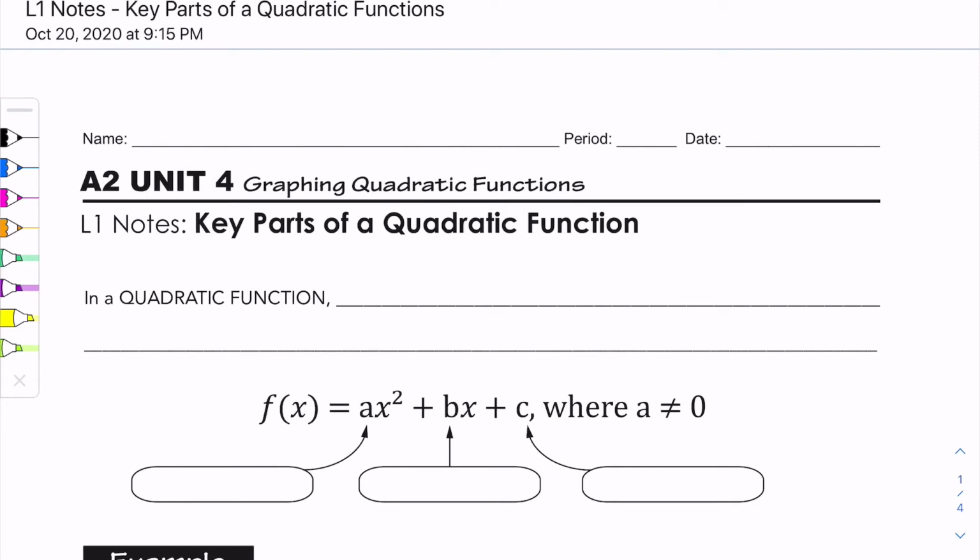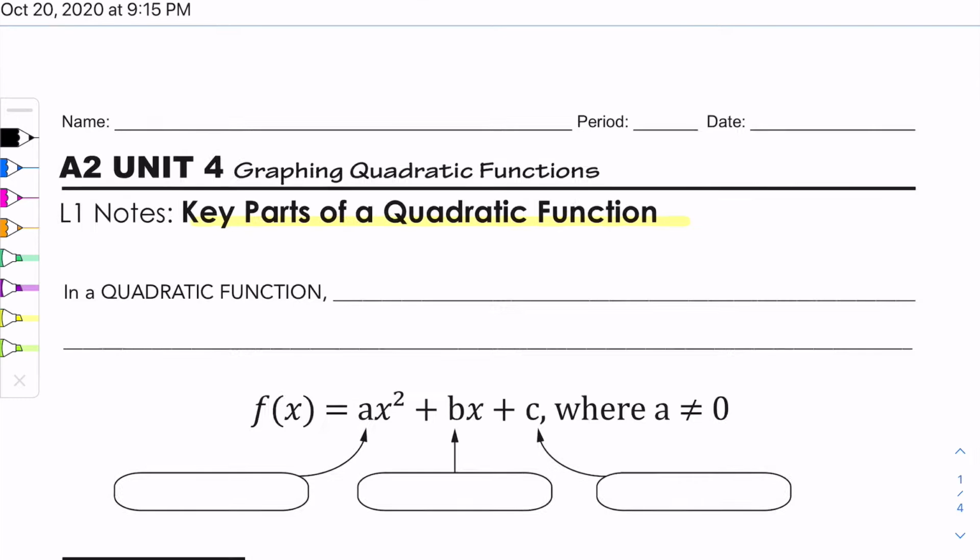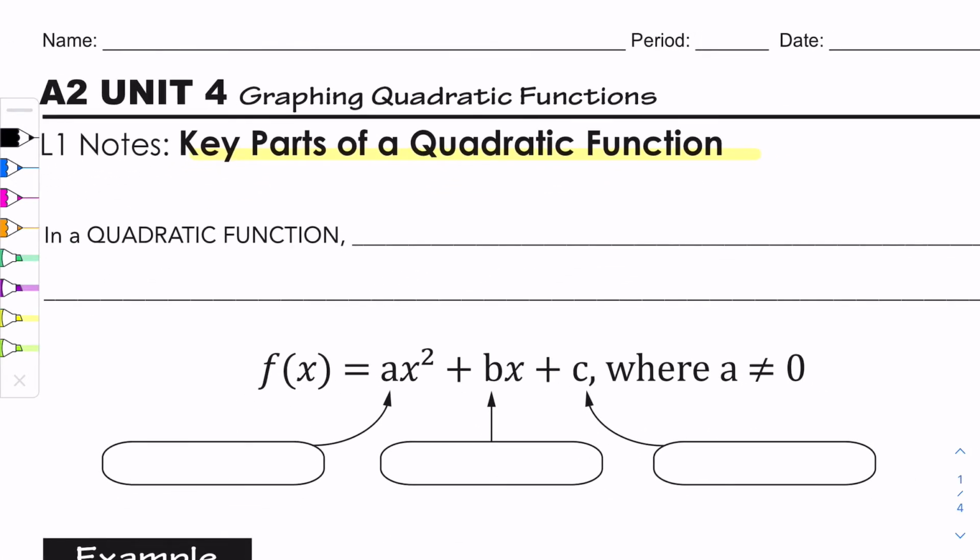Today we're learning about key parts of a quadratic function. We're also going to start looking at the graphs of quadratic functions. Previously we solved quadratics, but we have not seen them on the graph yet. So a quick reminder, in a quadratic function, the greatest exponent is 2.